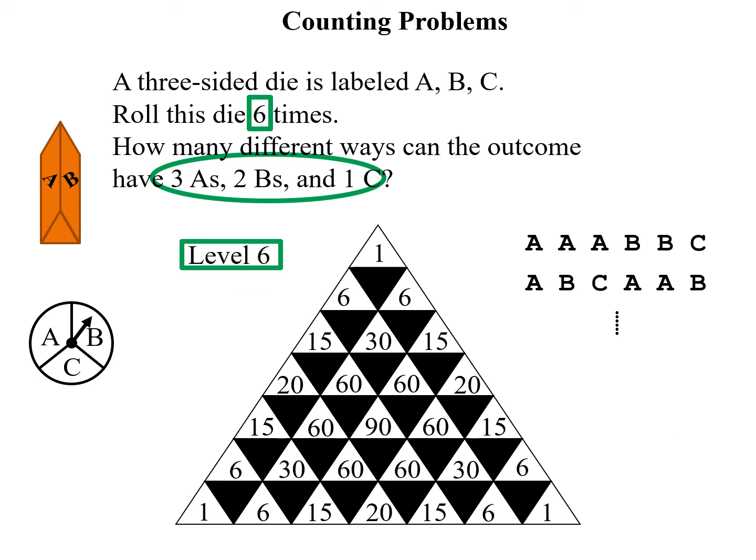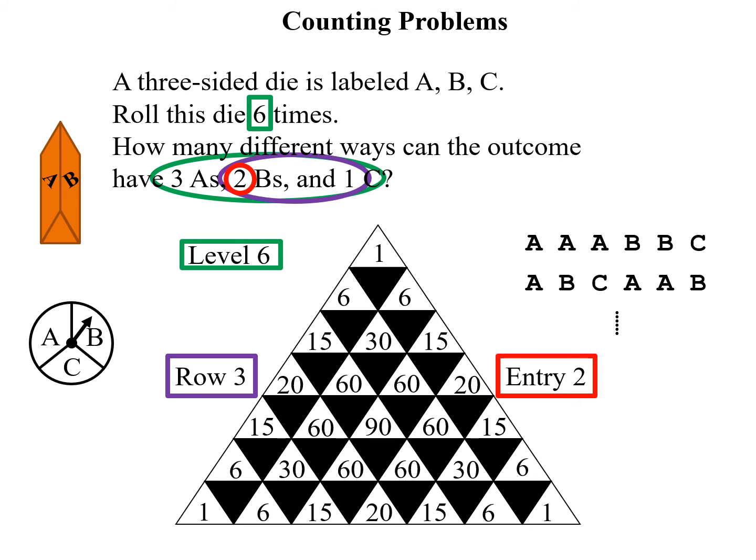Roll the die 6 times. We're in level 6. Look at the 3, 2, 1 circled in green. Select 2 of those numbers. This time I'm going to select the 2 and the 1. 2 plus 1 equals 3. That tells me to go to row 3. Look at the 2 and 1 circled in purple. Select one of those numbers. I'm going to select the 2. That tells me to go to entry 2. We count over and get 60 for our answer.